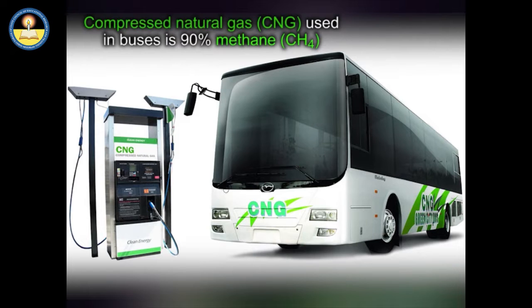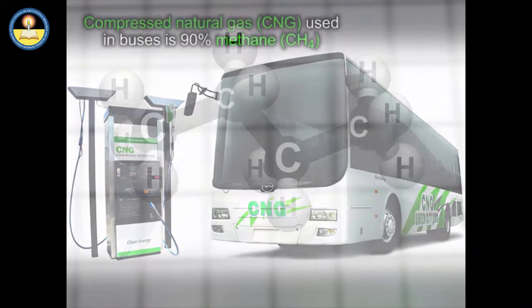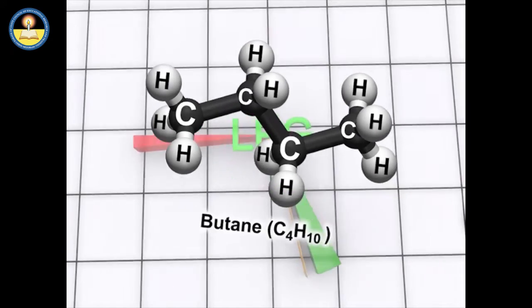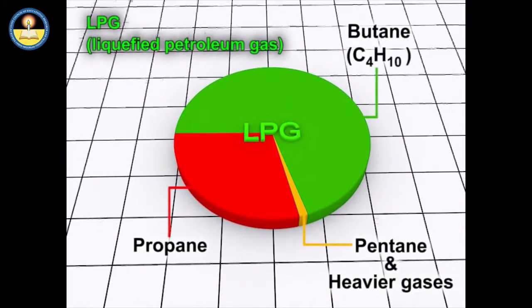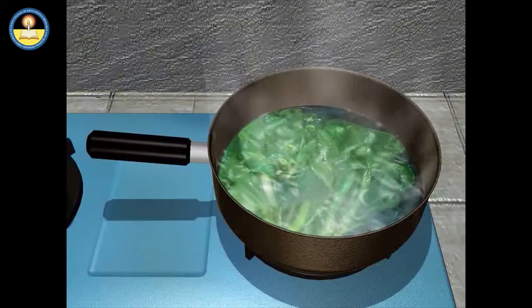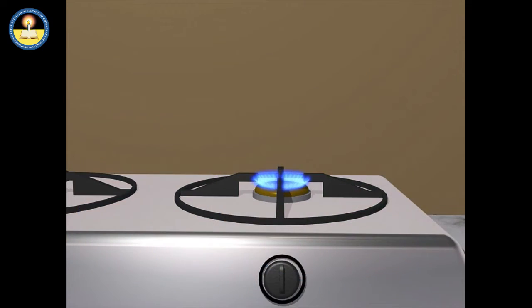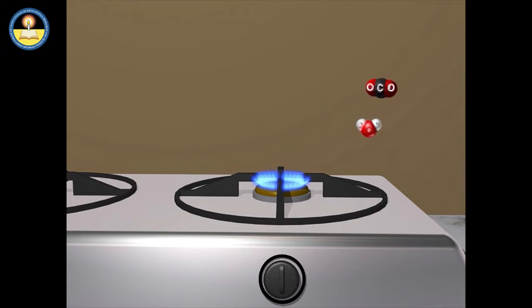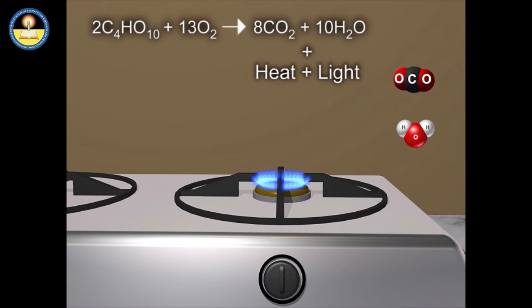Compressed natural gas, that is CNG, used in buses is 90% methane, that is CH4. Butane, that is C4H10, is the main constituent of LPG, that is liquefied petroleum gas, which is used for cooking purposes. Butane burns in oxygen to give carbon dioxide, water, heat and light.